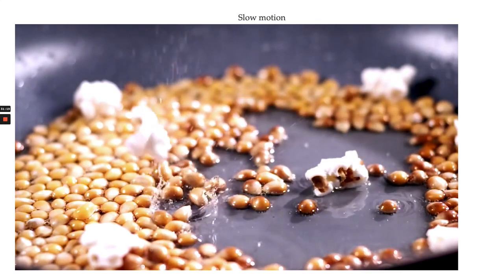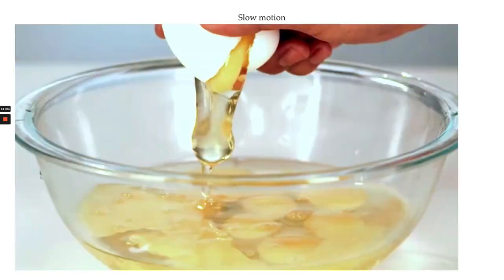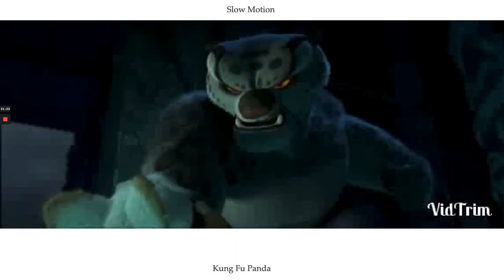Okay, for some reason I can watch these all day, but I won't. I want to show you the application in film. Here's Kung Fu Panda.